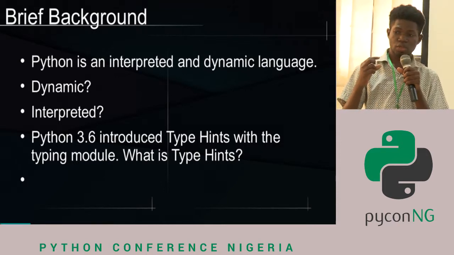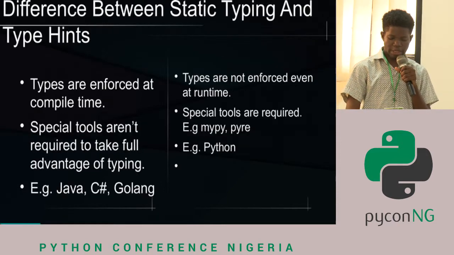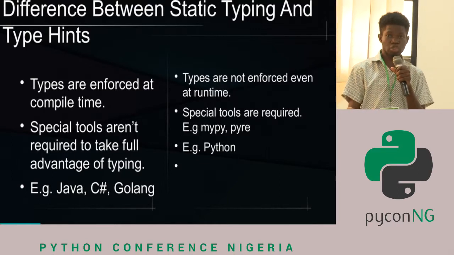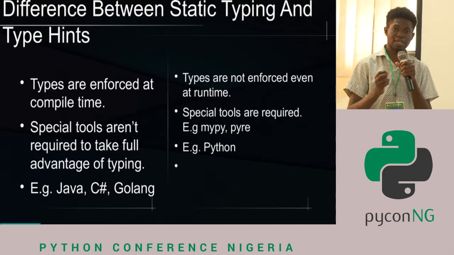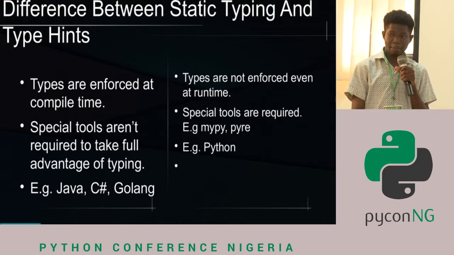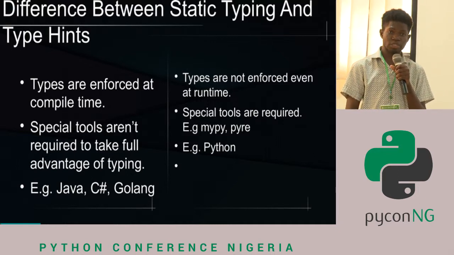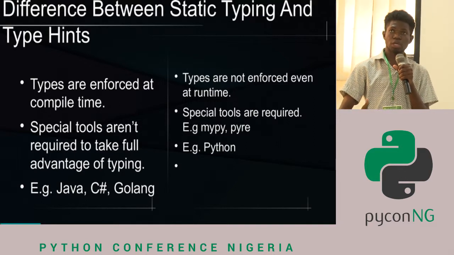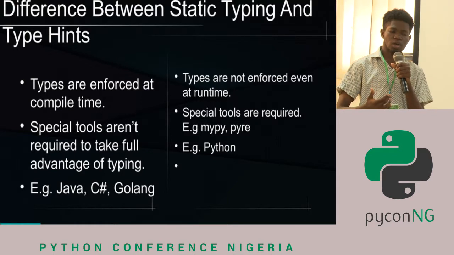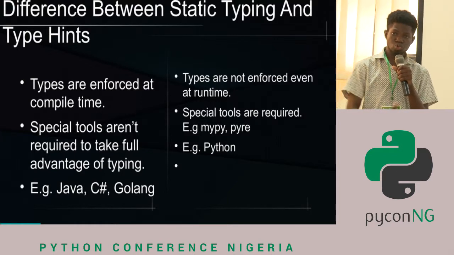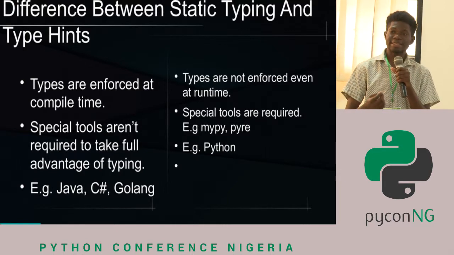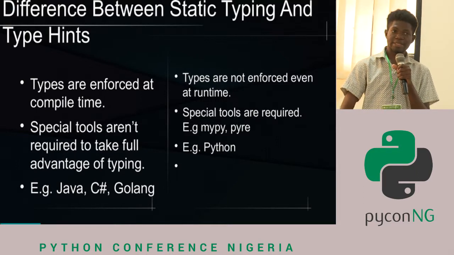There's a typing module that came with Python 3.6. Now, what is typing, or type annotations, and how is it different from static typing? That's what you find in languages like Java or C#. Types in static typing are enforced at runtime. So when you are running your code, if it does not follow the type, it won't compile. But with type hints, they are not enforced at runtime. That's the difference.